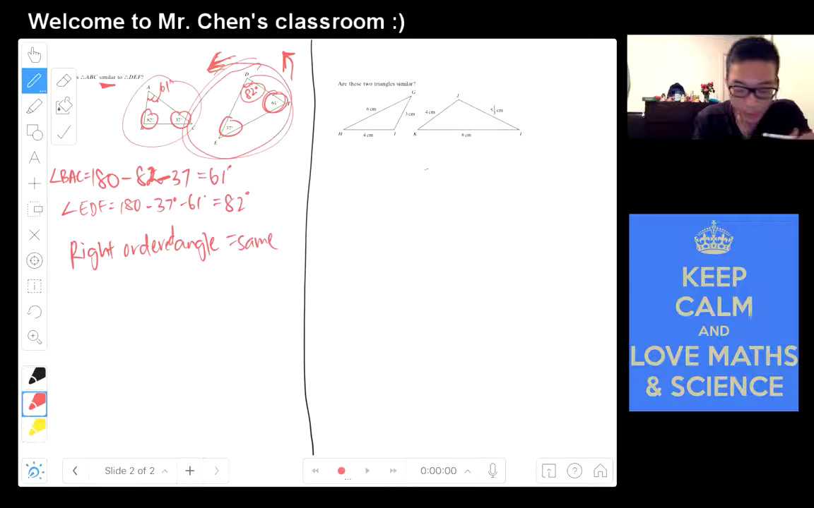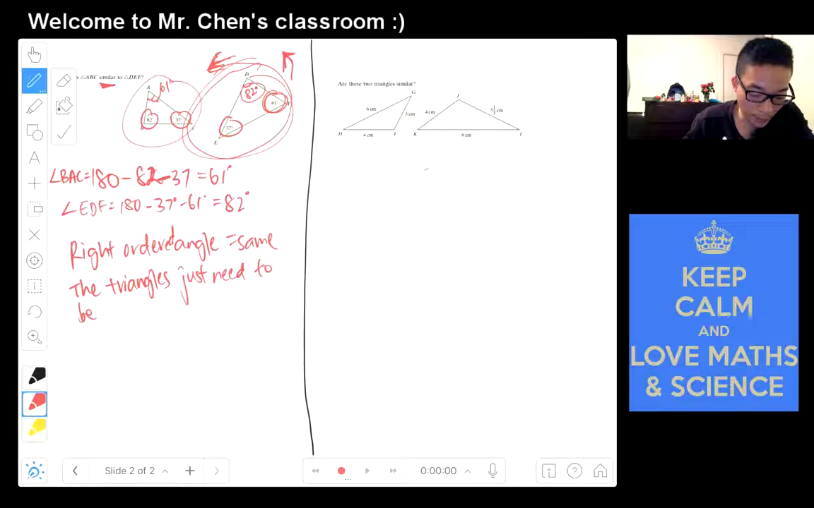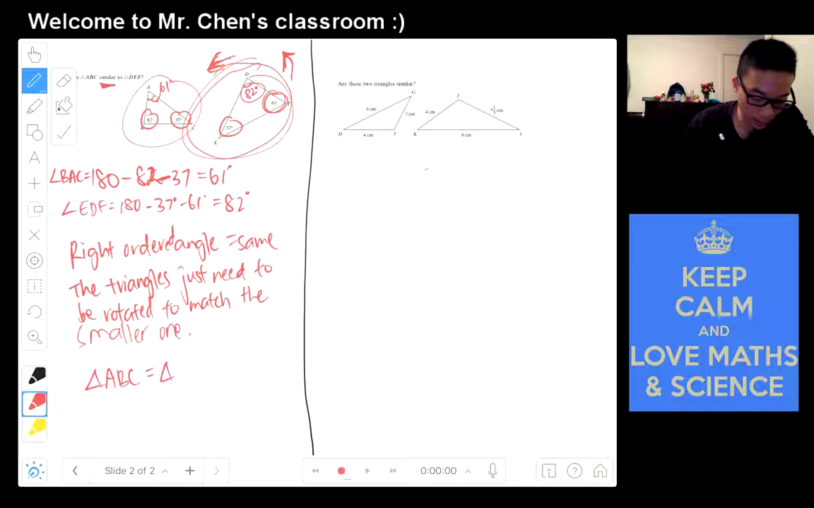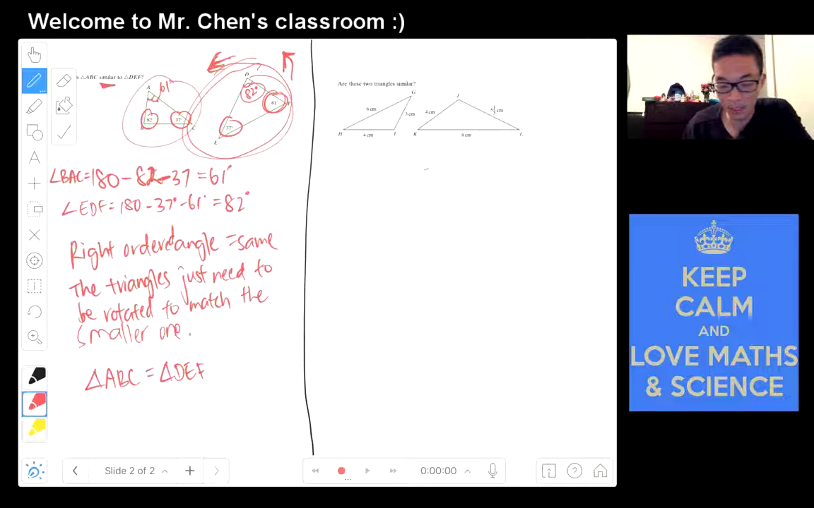Right order, and then the triangle just needs to be rotated to match the smaller one. Okay, so at the end you will see ABC is equal to DEF. Okay, and the next one is, are these two triangles similar again?